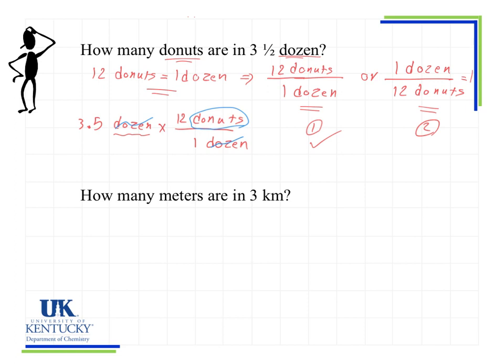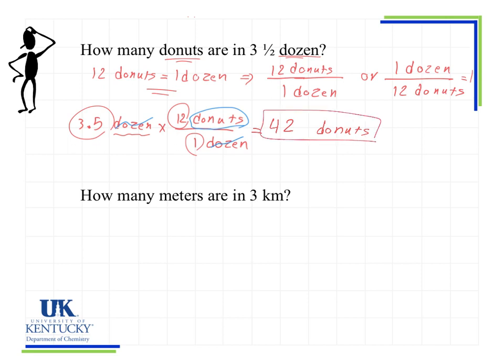So let me erase this part. Okay. So in the end, we have the unit as donuts, and the rest is just putting these numbers in your calculator. If you multiply these, you get the number, and that is 42. So you have 42 donuts in 3.5 dozen.